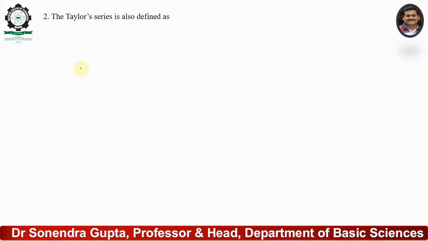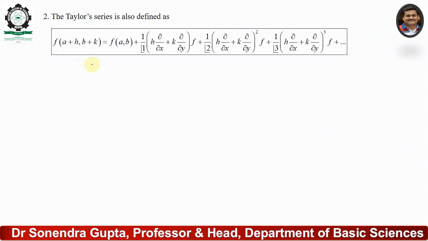We can also write another form of the Taylor series formula in terms of h and k, where h and k lie from a to b. f(a + h, b + k) = f(a, b) + 1/1! [h ∂/∂x + k ∂/∂y] f + 1/2! [h ∂/∂x + k ∂/∂y]² f + 1/3! [h ∂/∂x + k ∂/∂y]³ f, where x lies from a to a + h and y lies from b to b + k. The values of h and k are given in the question when we solve this type of problem.